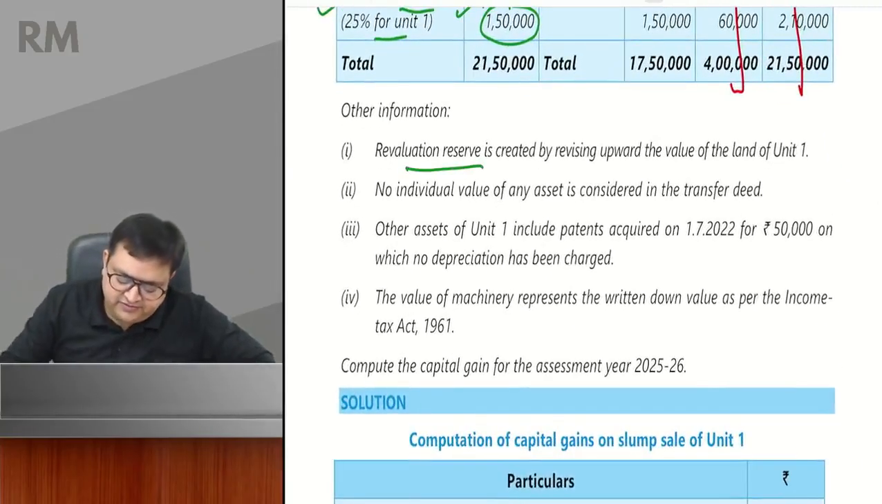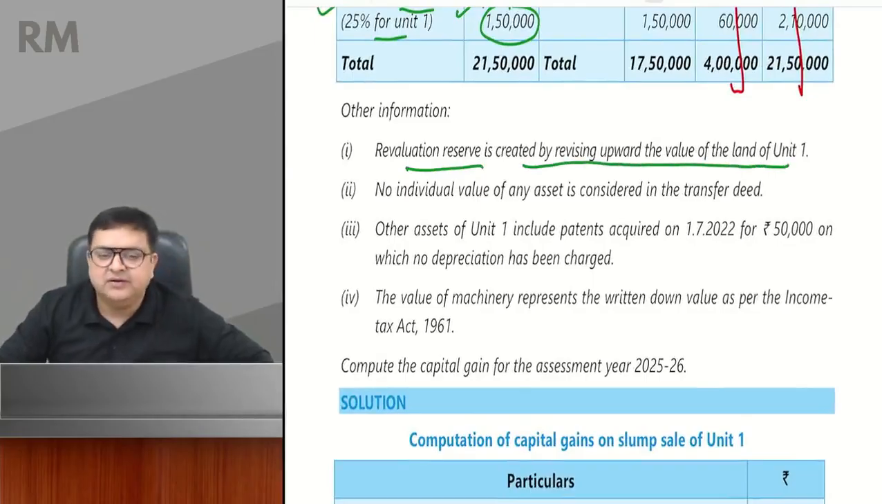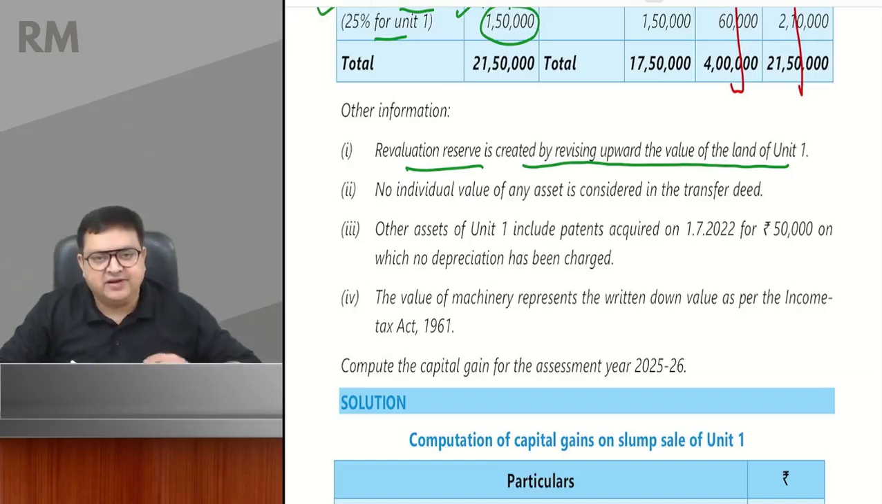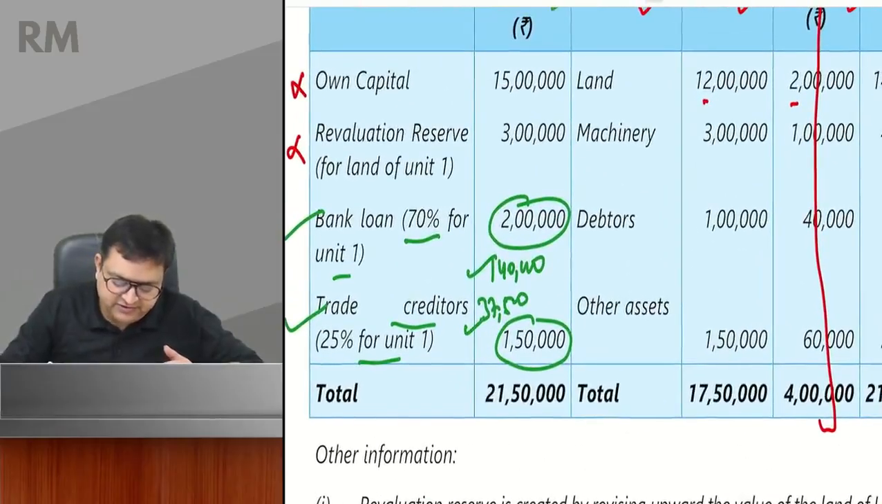Revaluation reserve is created by revising upward the value of the land of unit 1. So what they have done is they have created a revaluation reserve and they have manipulated the value of the land. They have actually made it more. So they are saying revaluation reserve. Revaluation reserve is how much? 3 lakh for land on unit 1.